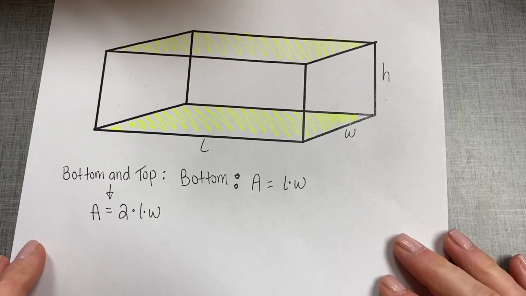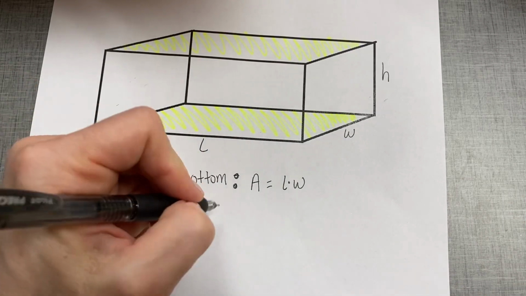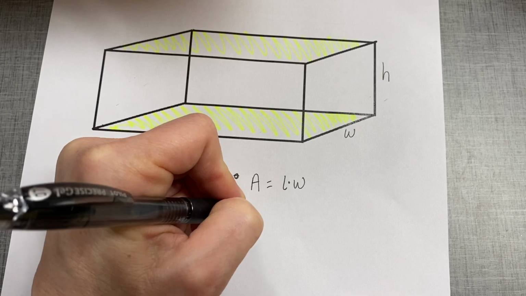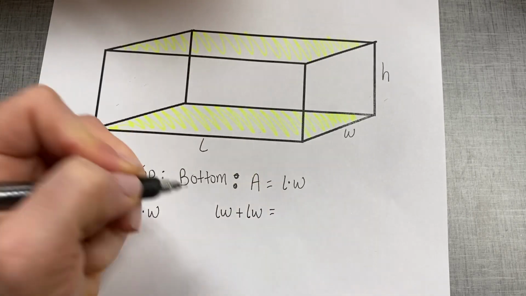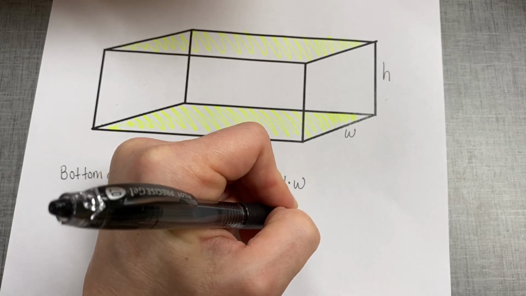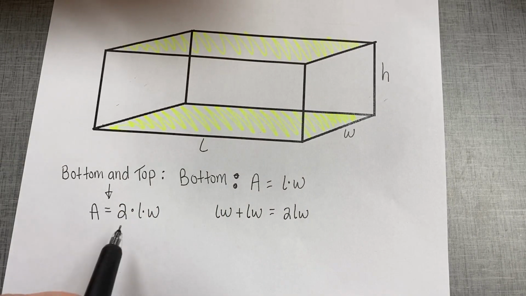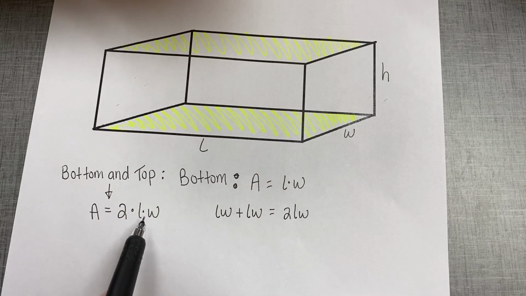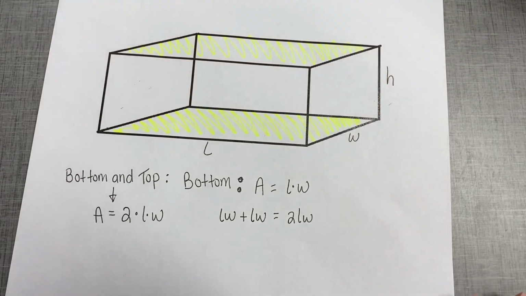You could also think of it as adding like terms. If you take length times width, plus another length times width, 1 LW plus another 1 LW is 2 LW. But most people just think of it as two surfaces, each at an area of length times width. Okay, great. I'm going to move this box here.